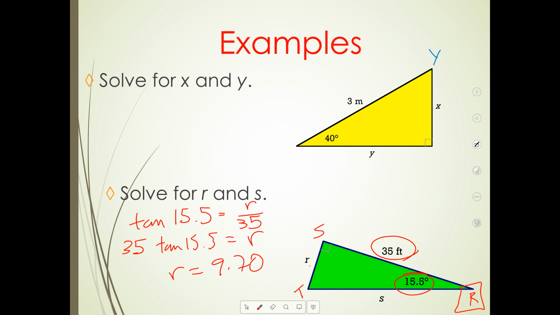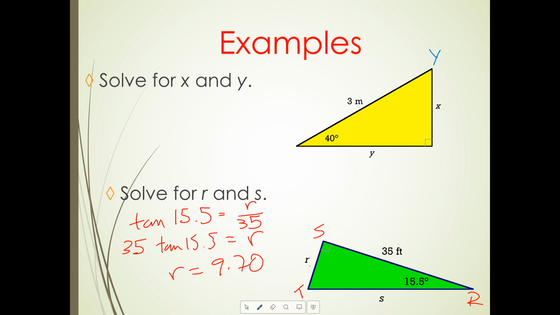Questions? Now, how to find S. I could do 9.70. Actually, I wouldn't use 9.70. I'd use the stored value for R squared plus 35 squared equals S squared. But I want to do it not using the Pythagorean theorem. So I'm going to erase this and start over. Put that R back there. Okay. I'm going to solve for S.